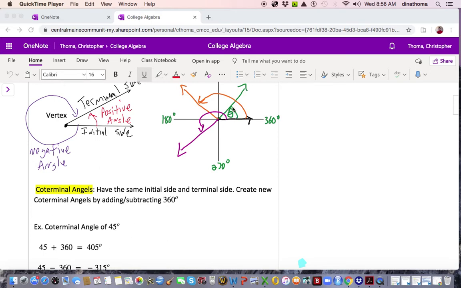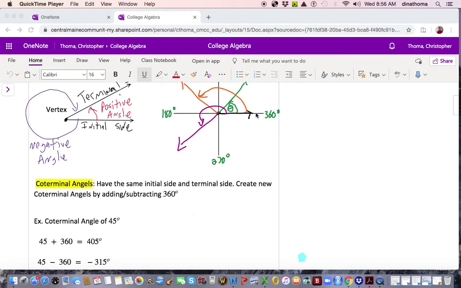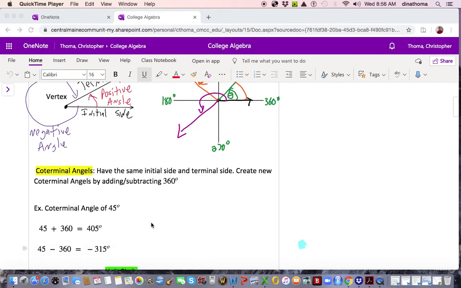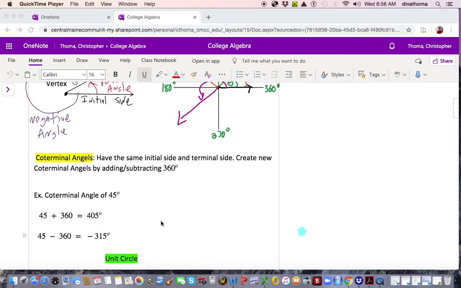But I could also go the opposite way. If I start at 45 and go clockwise and bring myself all the way back to the terminal side, I do make a complete circle. But I go clockwise. So I take 45 and subtract 360 degrees, and I get an angle of negative 315. And remember, it's negative because I went clockwise. I can keep doing this over and over again and make as many coterminal angles as I want.